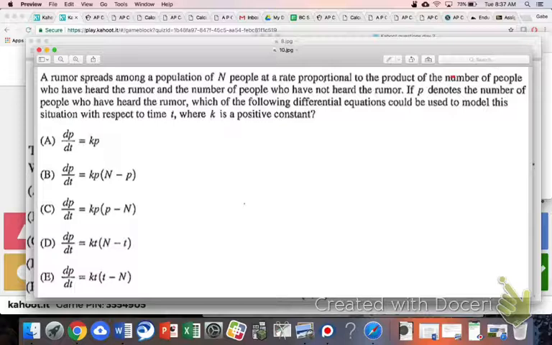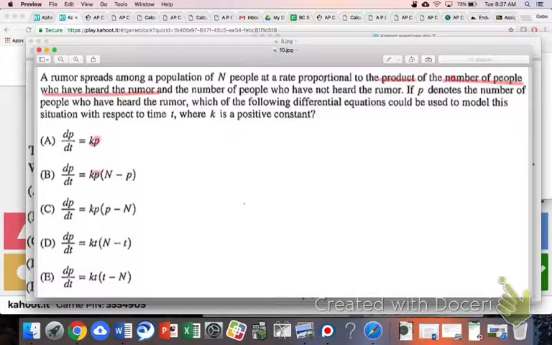Rate proportional to the product. What does product mean? Multiplication. Okay, so it's going to be something times something. And obviously, K times P is a product, but K is just going to be that proportionality constant. So product of the number of people who have heard the rumor. So number of people who have heard the rumor is Kp.